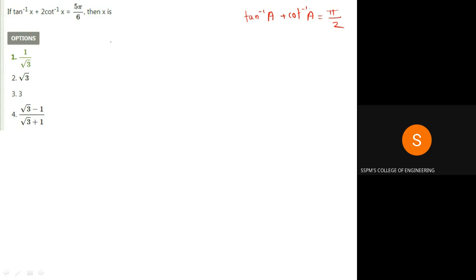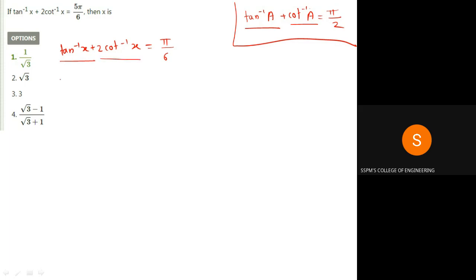So now what are we given? Tan inverse x plus 2 cot inverse x is equal to pi by 6. This is given, and we have to find the value of x. See, what is in the formula? It is tan inverse x, so you can see tan inverse x here. But in the formula it is a single cot inverse, and here it is 2 times cot inverse.